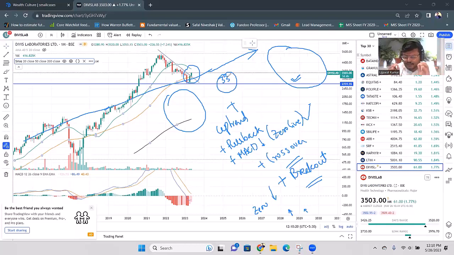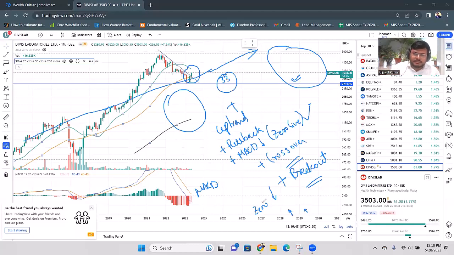All the indicators are very clearly telling me that this is a good price to accumulate Divi's Laboratories at this point of time. But the last requirement is yet to be met, and that is a crossover. The MACD crossover is yet to happen. So I might take a tracking position in this company, but I'm not going to load big time on this because my MACD crossover is yet to happen.